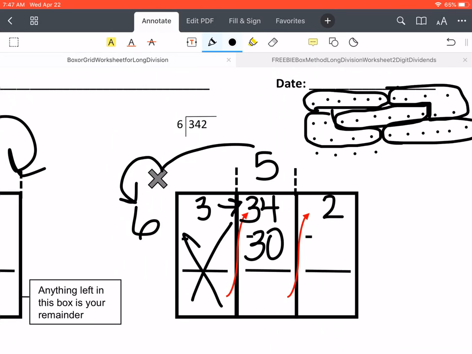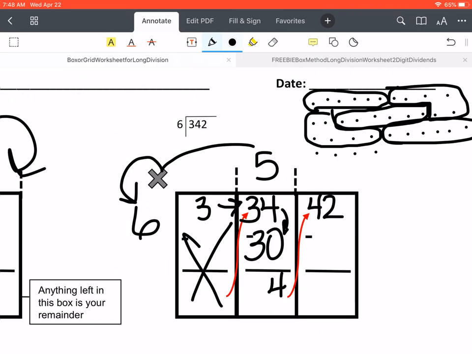What is 34 minus 30? 4 minus 0 is 4. 3 minus 3 is 0. So 34 minus 30 is 4. Now it has this arrow. It's asking you to drag whatever your answer is up there, so that 2 becomes a 42.